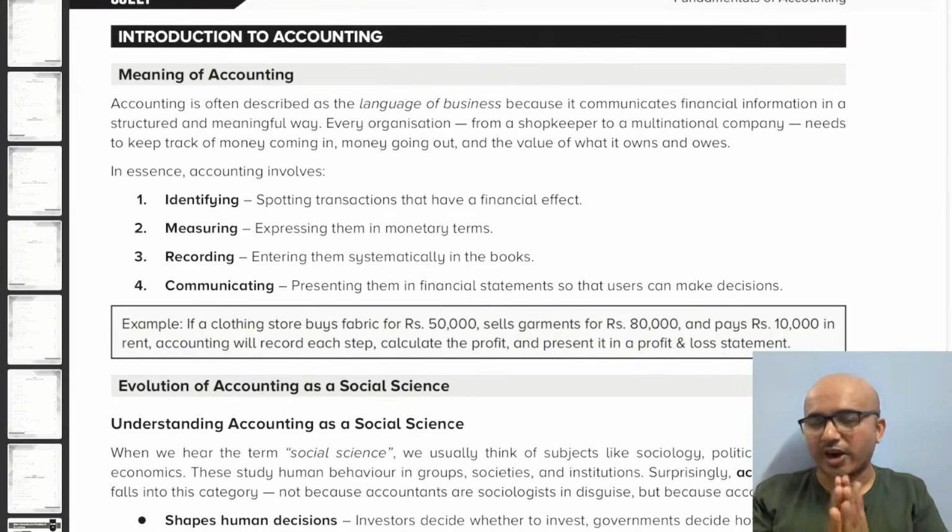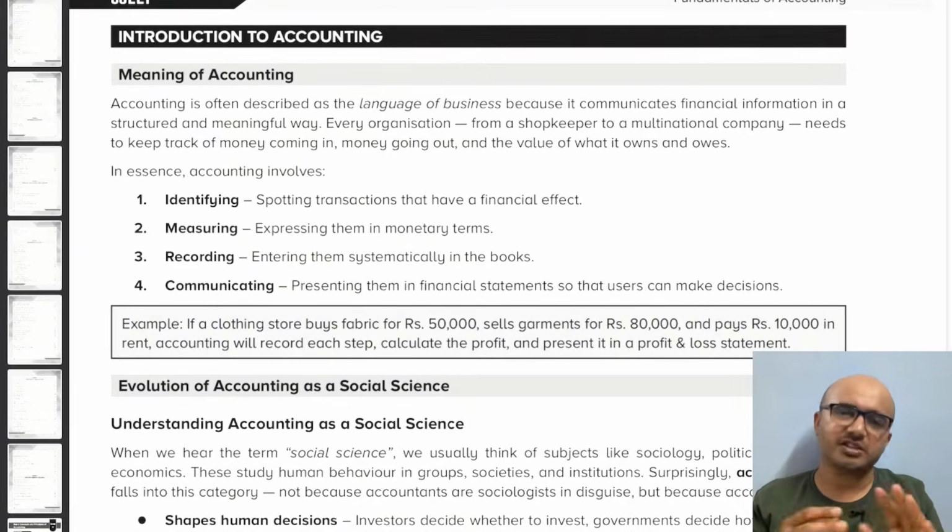So why do we do all these things? Why will an accountant identify, measure, record? There should be some purpose, right? If there is no purpose, what's the whole point of doing this? The purpose here is very simple. We communicate all these to the interested parties. Those interested parties could be anyone. There's a huge list of interested parties, I'll come to that later.